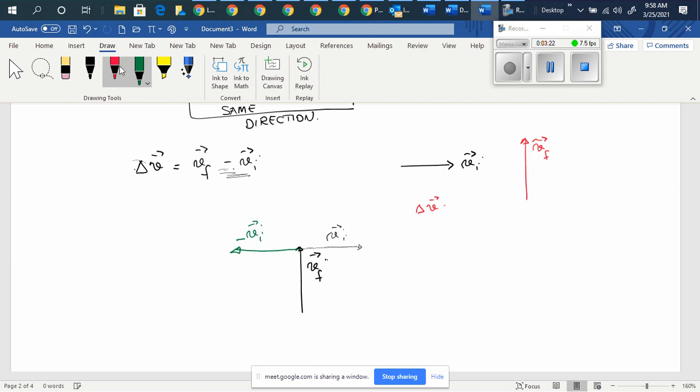As you see here, the change of the velocity vectorially is this vector here, which doesn't have the same direction as the initial or the final velocity, but based on the small transformations that we did, it has the same direction as the net force.